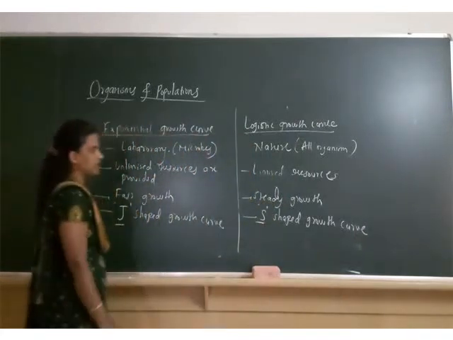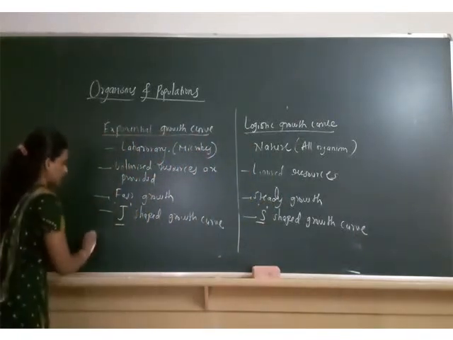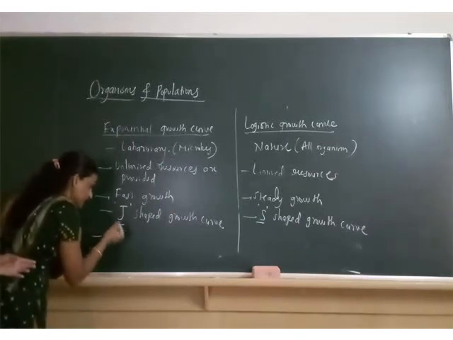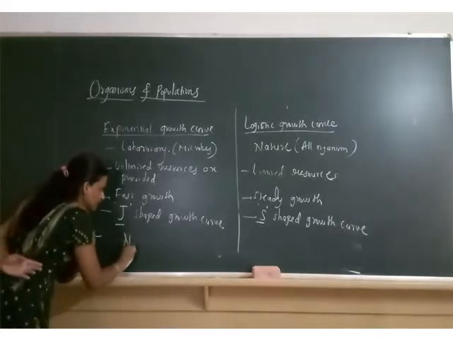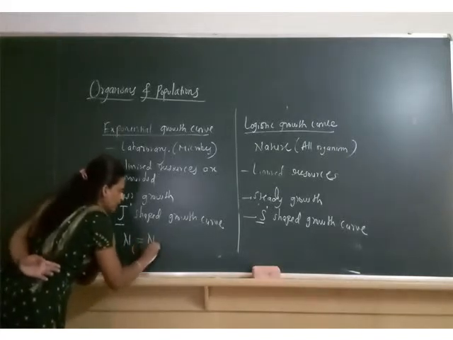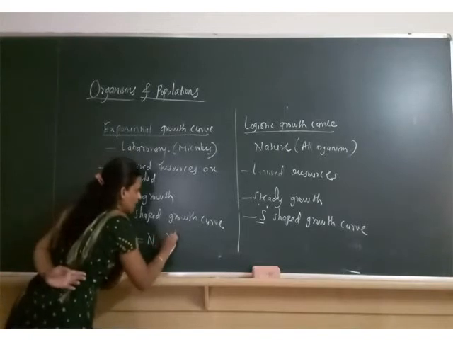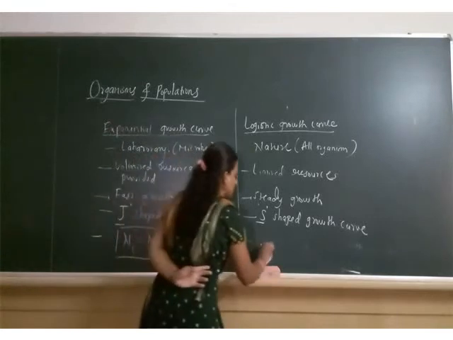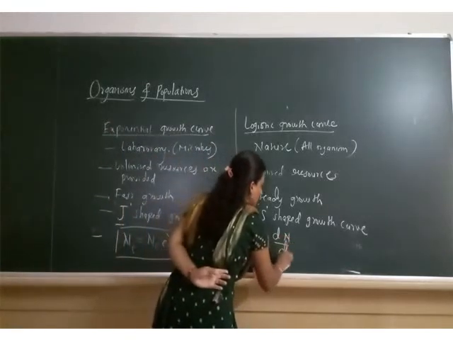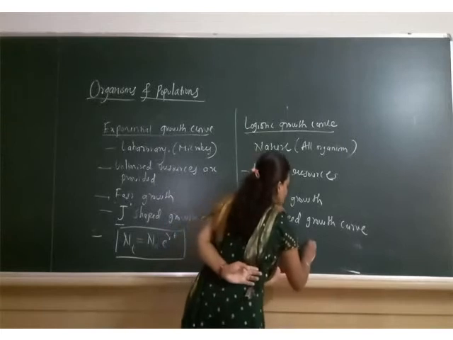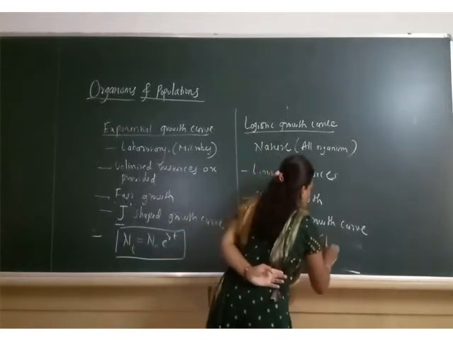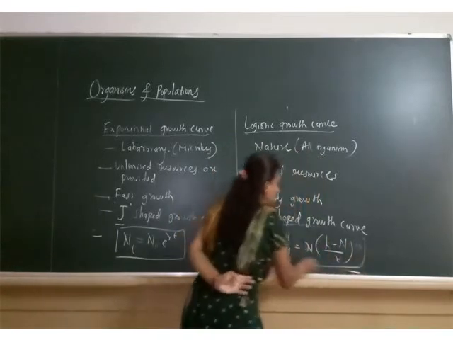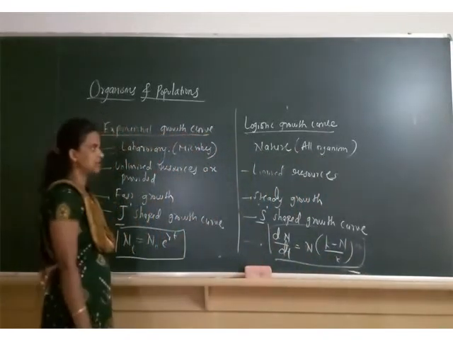J-shaped growth curve, S-shaped growth curve. Okay. Then what is the formula? That is simple. The mathematical expression is Nt is equal to N0 e^rt. This is the mathematical expression. Okay. What is the mathematical expression here? dN divided by dt is equal to rN (K minus N) divided by K. Okay. This is the mathematical expression of the logistic growth curve.